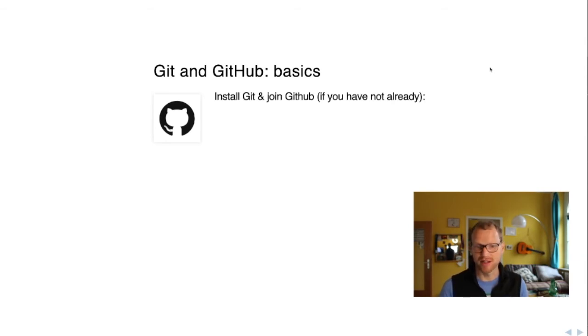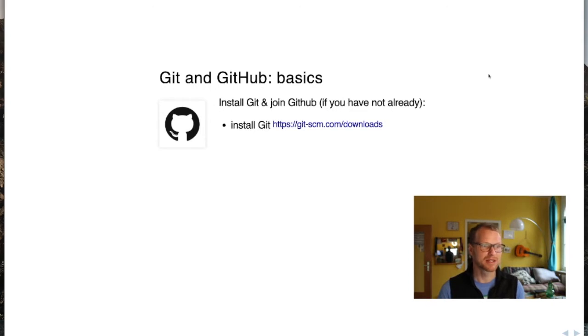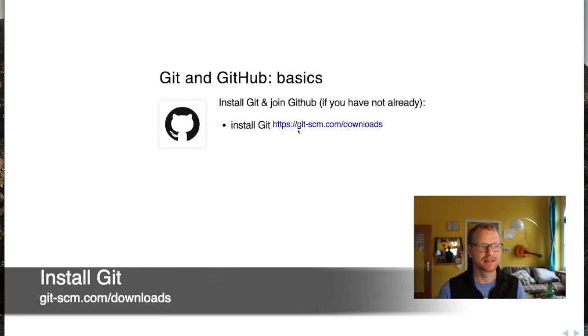So the first thing you'll need to do is to install Git and also join GitHub. Those two things are prerequisite to getting these working on your machine and having an interface with the online repository. So you can install Git at git-scm.com/downloads. We can just open that now and see what it looks like.